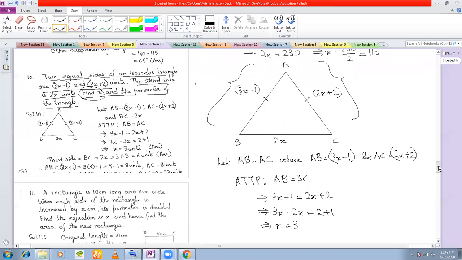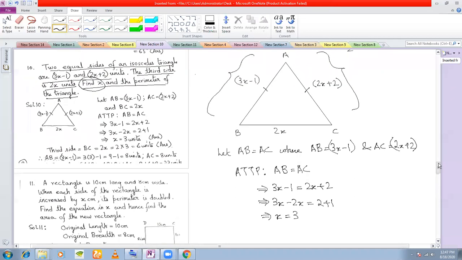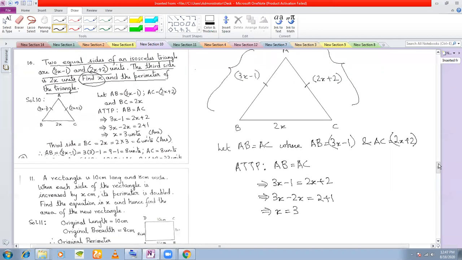What do you mean by perimeter of a triangle? The perimeter of any figure, what does it mean? Can anyone tell me what perimeter means? It means its boundary. The length of the boundary. The sum of the lengths of the sides of any figure is called its perimeter. So if you are speaking of a triangle, it means the sum of the lengths of its sides.